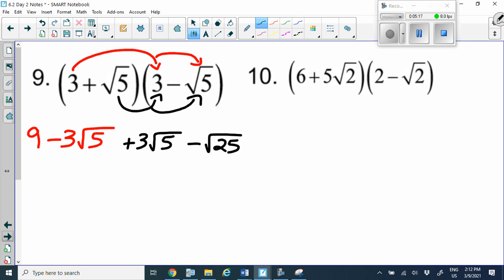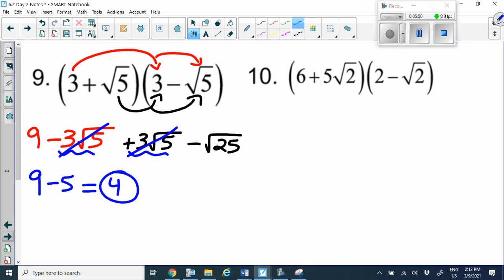Okay, let's see if we can combine or simplify anything more. 9, I can't combine that with anything because there's no like terms with it. But notice that my negative 3 square root of 5 and positive 3 square root of 5, they are like terms. But what happens to them? They do cancel out, okay? Now, let's look at the square root of 25. Is 25 a perfect square? Yes. So square root of 25 is 5. Now, make sure you have that minus because that is before the square root of 25. So now 9 minus 5 just gives me 4, and that's my final answer.